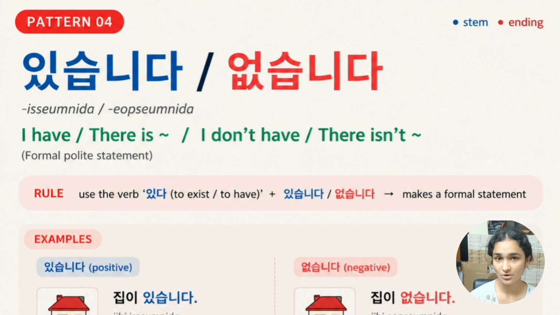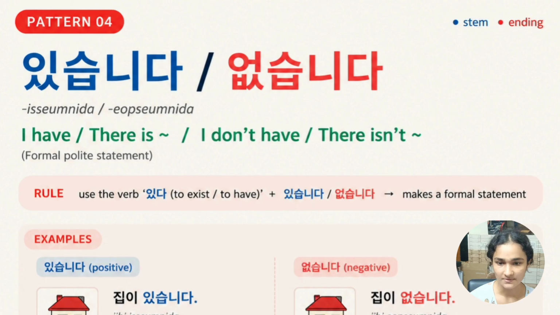Now I'm asking you a question: do you have a book? 책이 있습니까? You probably have two answers. The first is, yes, I have a book. 네, 책이 있습니다. Or no, I don't have a book. 아니요, 책이 없습니다. No, I do not have. Where is the I? I already taught you that Korean omits pronouns if it is obvious from the context.